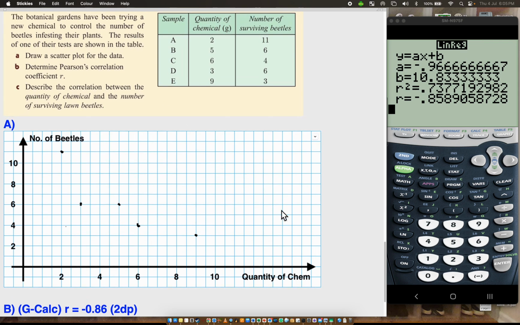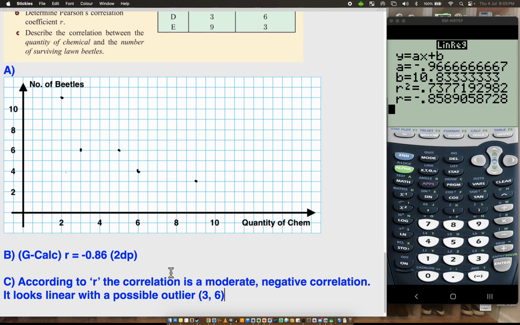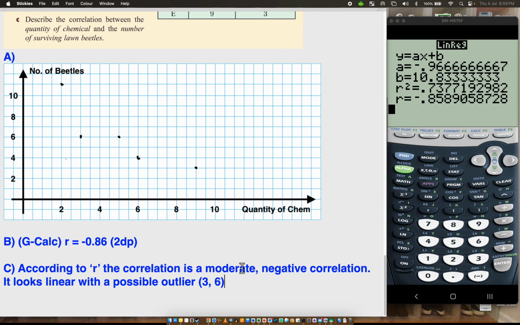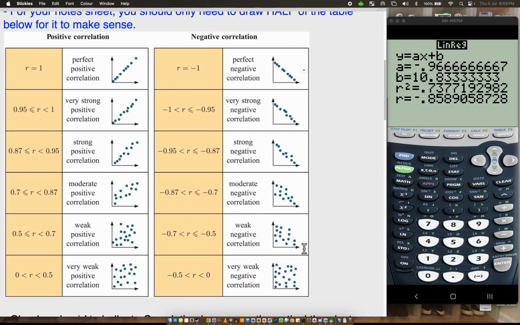Question B, determine Pearson's correlation coefficient. I showed you how to do that. Enter the data, press Stat, select Calc again, and linreg. And then C, describe the correlation. Well, we have a numerical way of describing correlations, this coefficient, okay? And this table here is how you do it.